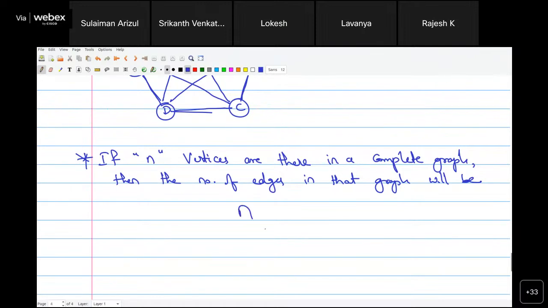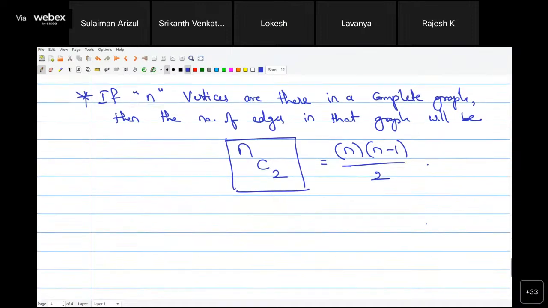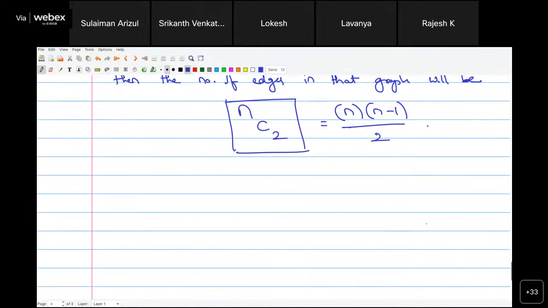Okay, let me give you nC2. n into n minus 1 by 2. Yes. So n into n minus 1 by 2. Choosing 2 vertices out of n vertices. So you have to choose 2 vertices and connect by an edge. So the number of edges will be the number of ways of picking 2 vertices from n vertices. So that will be nC2, which is n into n minus 1 by 2. So this will work. Okay. So that is about complete graph.